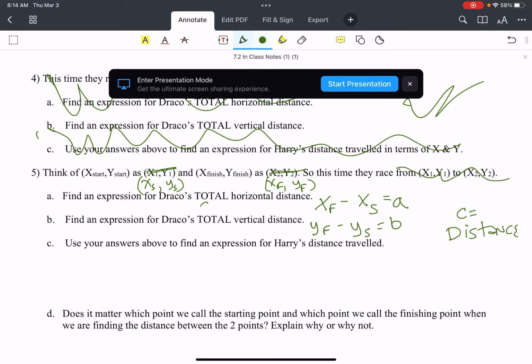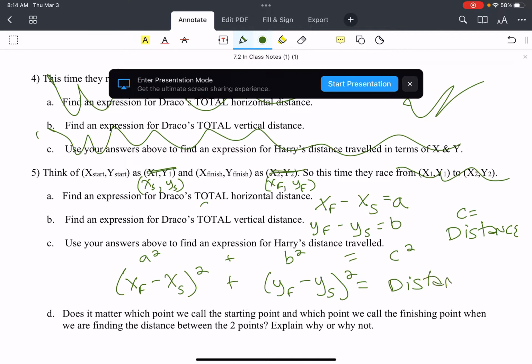So, A squared plus B squared equals C squared. So, x finish minus x start squared plus y finish minus y start squared equals distance squared.